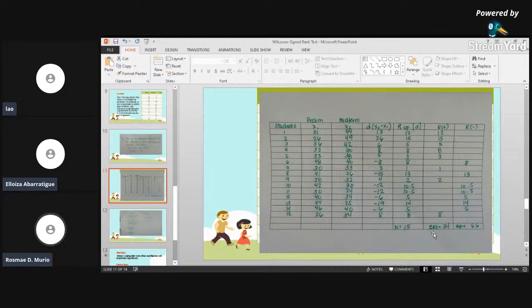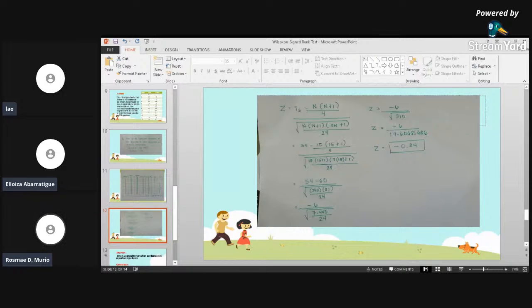Okay, thank you Ma'am Lau. Yan po si 54 kasi siya po yung pinaka-smallest po kay R plus and R negative. So, isusulat po natin si 54 sa TS. So, 54 minus, ang n natin is yung number of the students, na si 15. So, sa rank din natin 15, no?